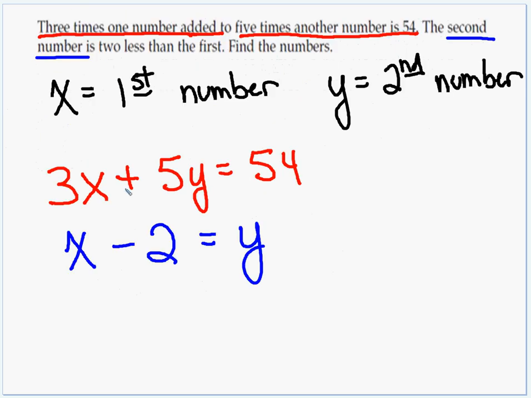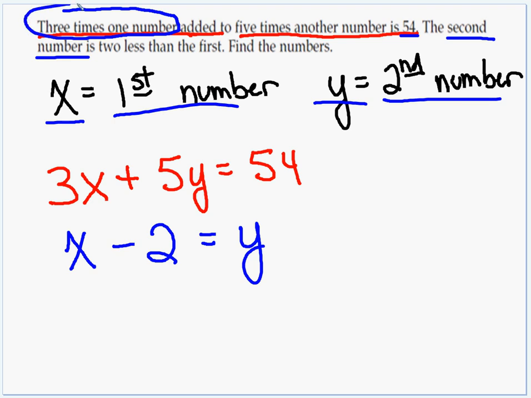Now this, again, is a word problem, and these can be tricky. 3 times one number added to 5 times another number is 54. Well, I just like to say x is my first number, and I'm going to call y my second number. So here it says 3 times one number, so I'm just going to call that 3 times the first number. And then we are going to add to that 5 times the second number, 5 times y. That total is 54. There's the first equation in our system.